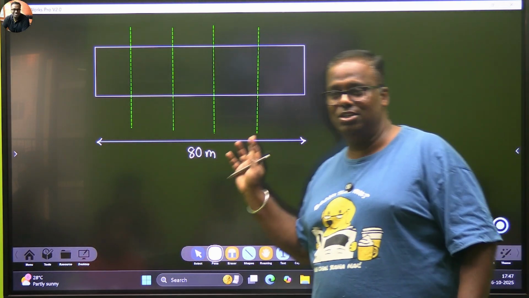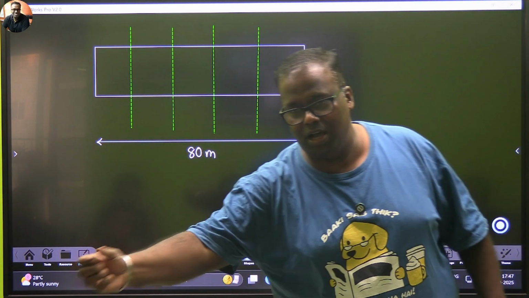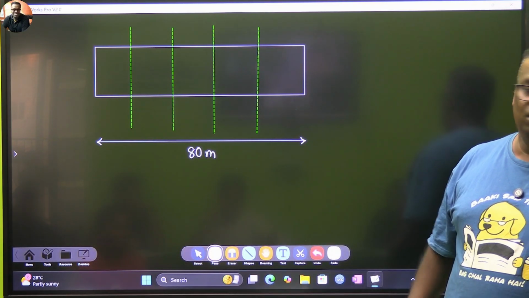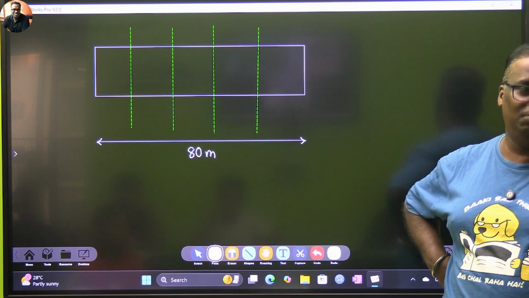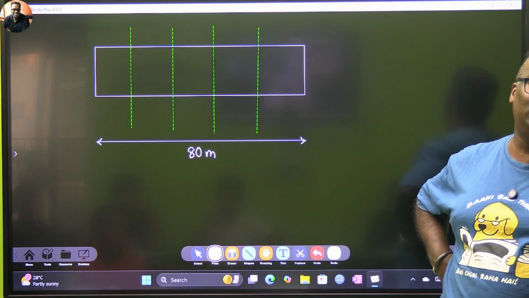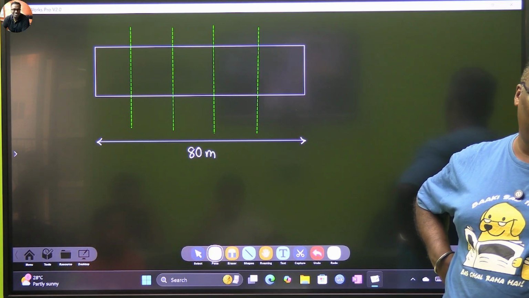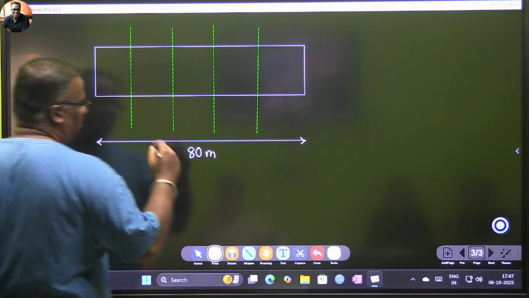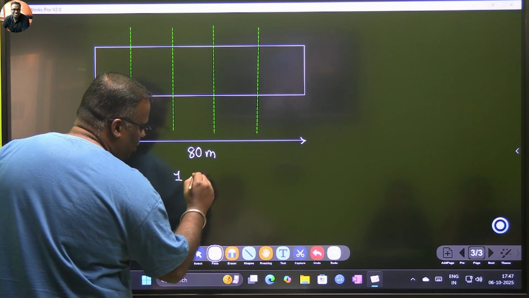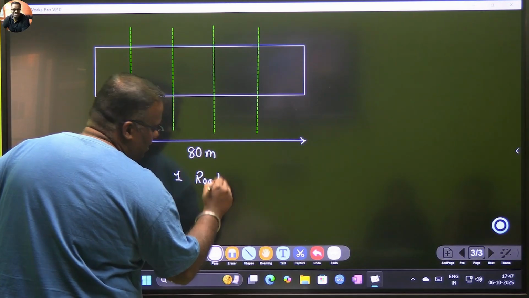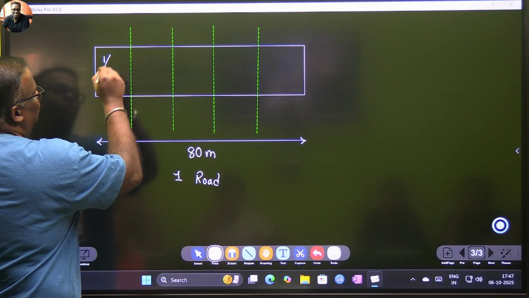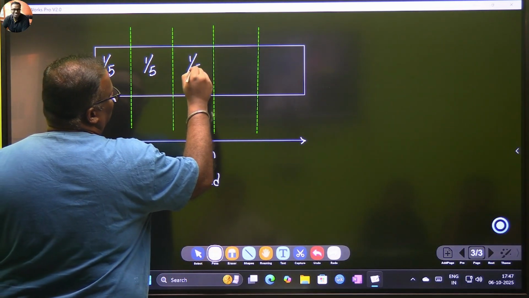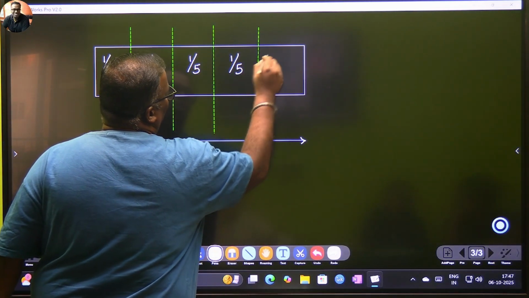So 80 meters road, we have given him, our Sarvesh is our contractor. He is supposed to build this 80 meters road. So how does he build this 80 meters road? He can't build this 80 meters road on one day. So he has broken the task into 5 parts of the road. How many parts? 5 parts. So can I say this road is one road, and he has taken 1/5 of a road, 1/5 of a road, 1/5 of a road, 1/5.